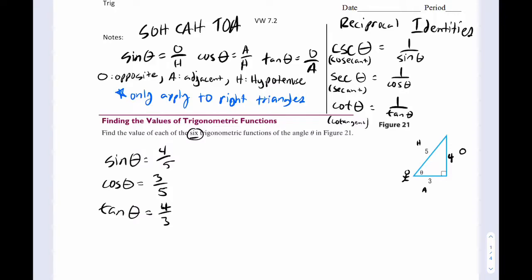Now I want you to write it in this exact order. Cosecant, secant, cotangent. As you're doing these problems, I really want you to focus on writing it in this exact order. Notice how all the pairs are lined up horizontally. This will just help you memorize it faster. And also for your work, look how easy it is. You just flip them. 5 over 4, 5 over 3, 3 over 4. Now we're done.